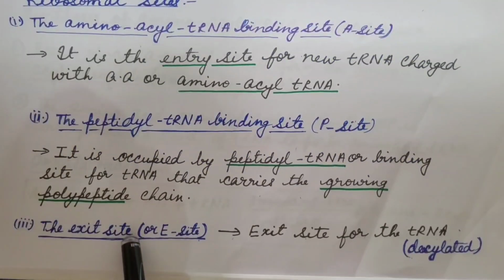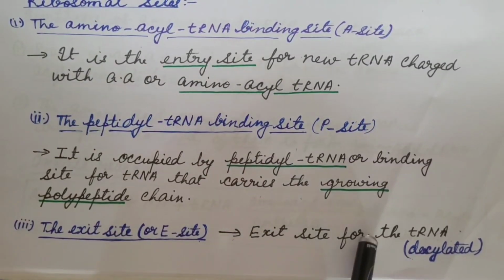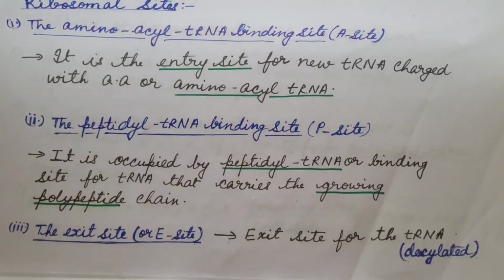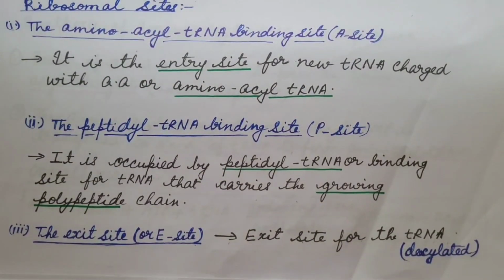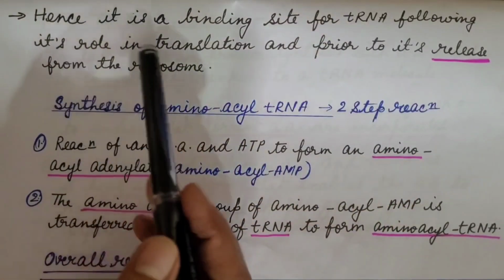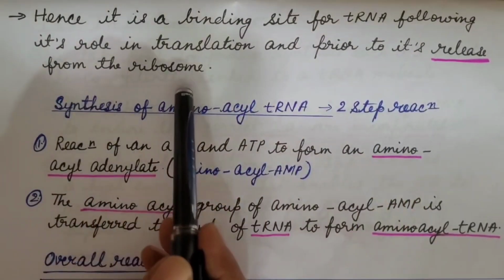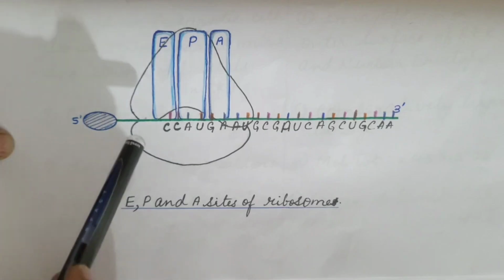Third is the exit site or E site. It is the exit site for the deacylated transfer RNA, or in other words, the exit site for the transfer RNA which has done delivering the amino acid. Hence, it is a binding site for transfer RNA following its role in translation and prior to its release from the ribosome.